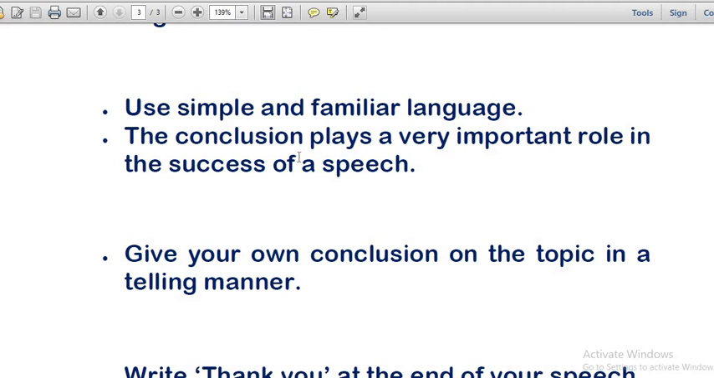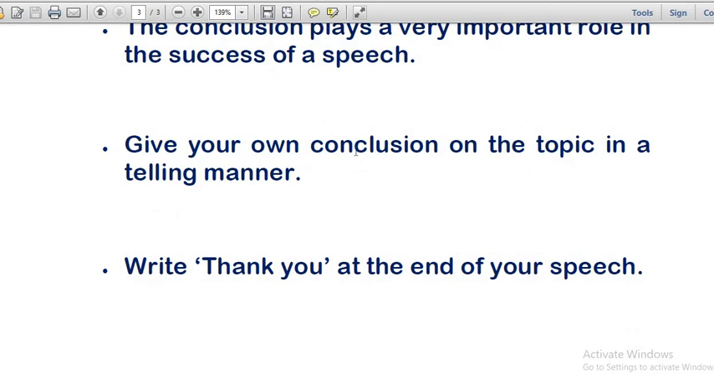And remember, the conclusion, just like the intro of the speech and the body of the speech, is very important, dear students, because see what is written: the conclusion plays a very important role in the success of a speech. Next one, give your own conclusion on the topic in a telling manner. You have to give your own conclusion instead of borrowing hints and ideas from here and there. After you have written a speech, you have to give your own personal conclusion based on the topic on which you have written.